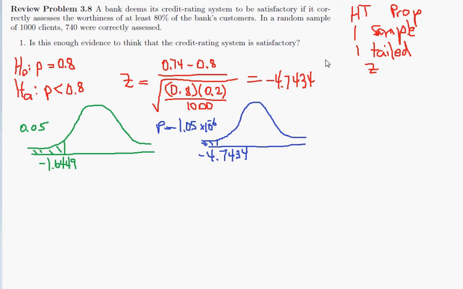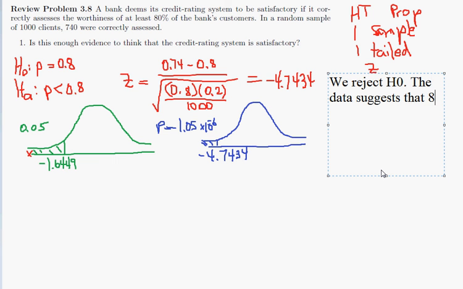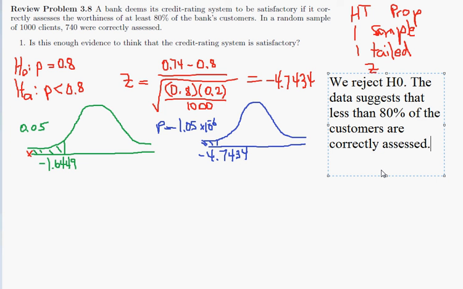And so with that, the value of p is less than alpha. Alternatively speaking, the test statistic, negative 4.74, falls in the rejection region, and so our decision will be to reject the null hypothesis. So we'll type that over here. So we reject the null hypothesis. The data suggests that less than 80% of the customers are correctly assessed.